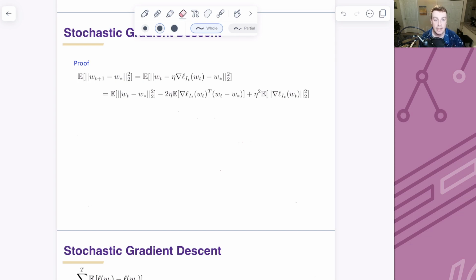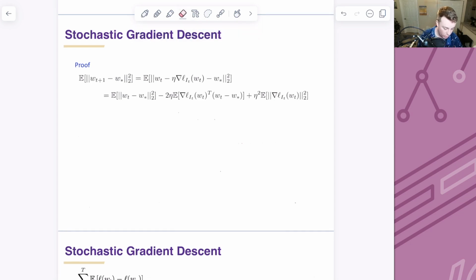Next, what I'm going to do here is some FOILing, like we were doing in that step earlier. When you're trying to figure out this norm, it's the same thing as taking the vector transpose times itself. Especially when those are sums or differences of different vectors, you get something like a transpose a, plus b transpose b, minus 2ab. I'm going to do that for this whole expression, w_t minus eta times the gradient of l_it at w_t, minus w star. I'm going to FOIL all of that out, and then separate terms.